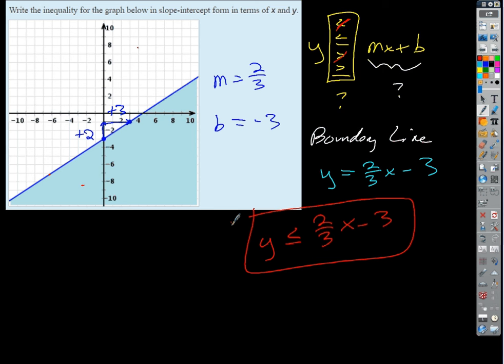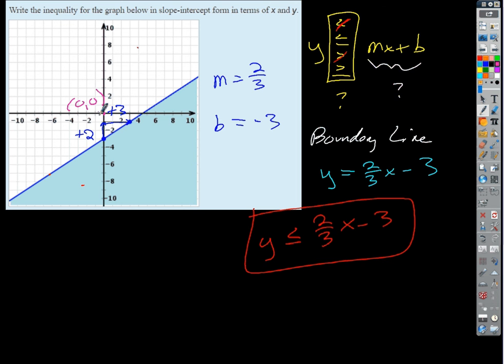The other way we could do this, and I don't want to belabor this one, that works fine. But what if we were doing some other problems where it wasn't in slope-intercept form? There's another way we could do this, right? We could use a test point. Which point would we use? What's always the most convenient point, as long as it's not on the boundary line? 0, 0, right?